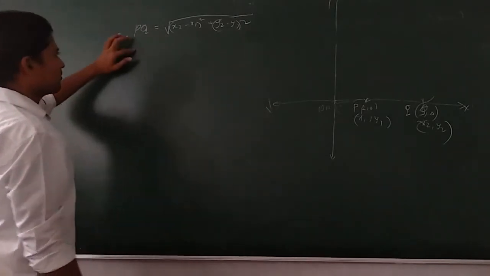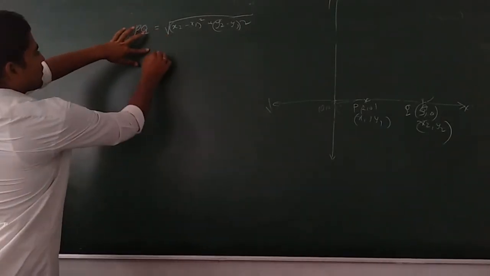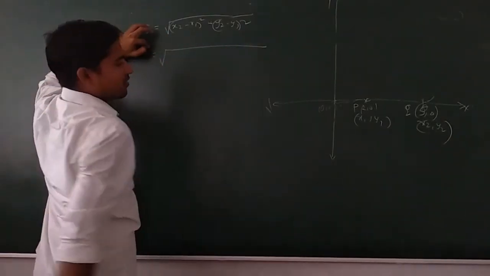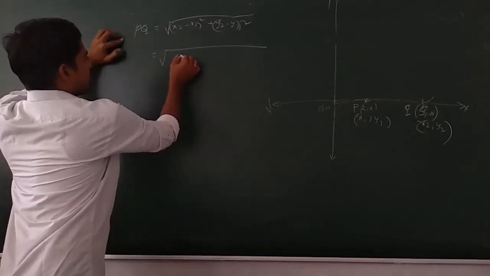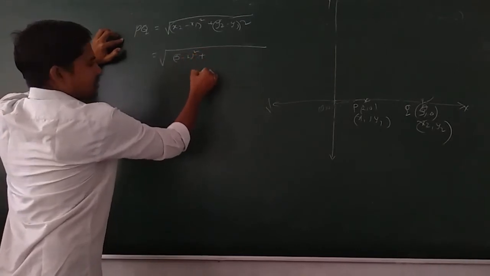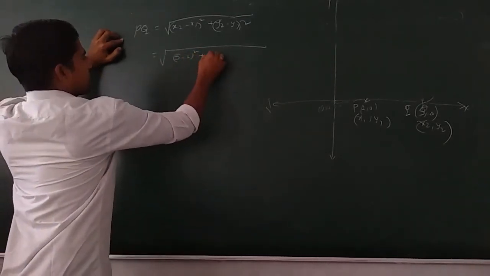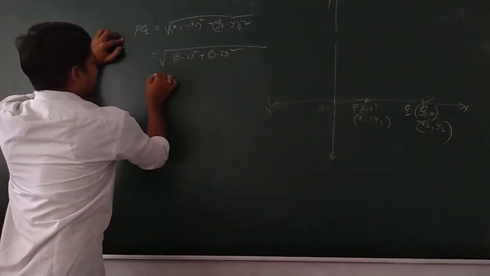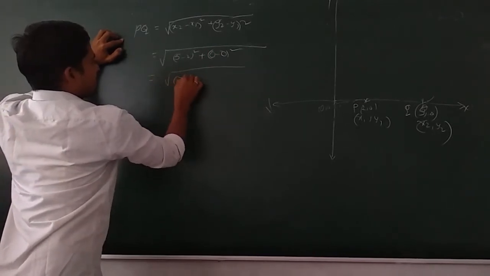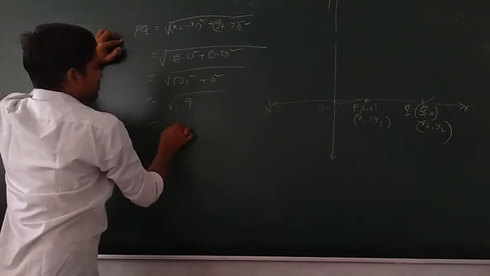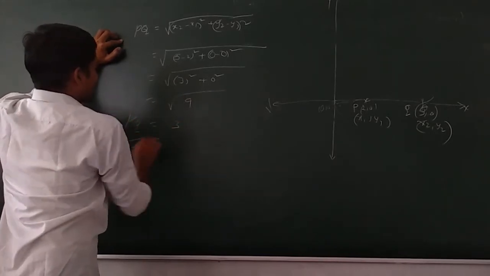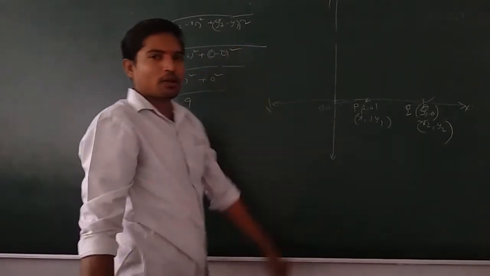Now distance between them equal to x2 minus x1 whole square. So 5 minus 2 whole square plus 0 minus 0 whole square. Square root of 3 whole square plus 0 square. Square root of 9, which is equal to 3. PQ is equal to 3 with the help of the formula.